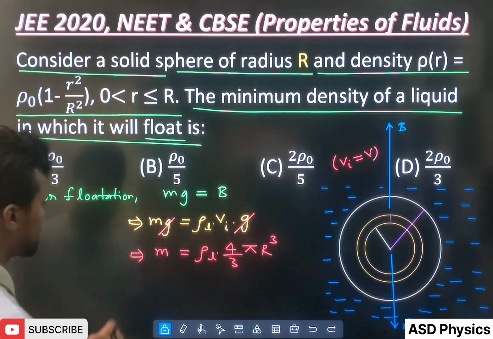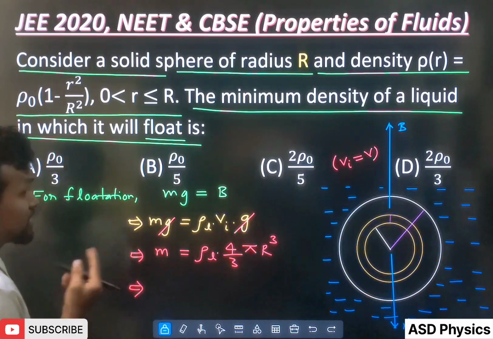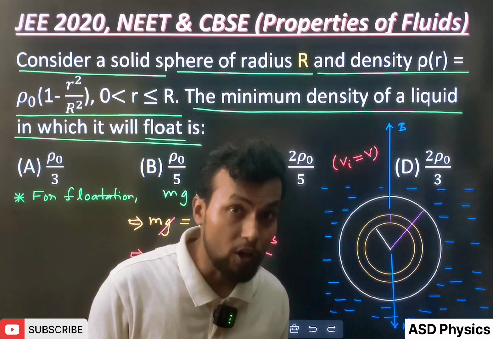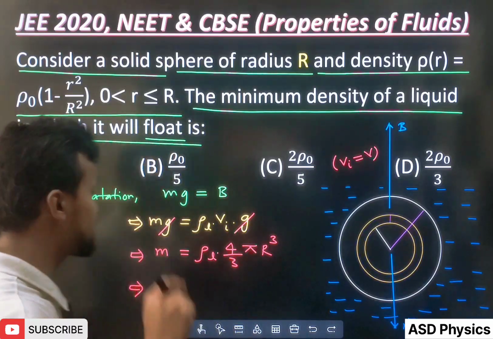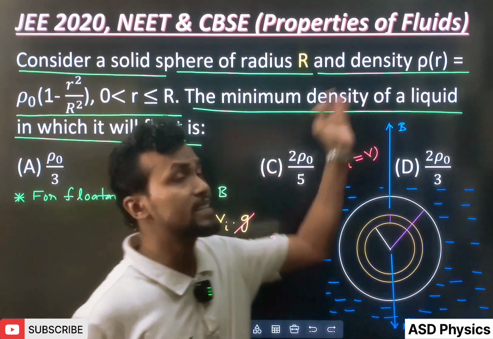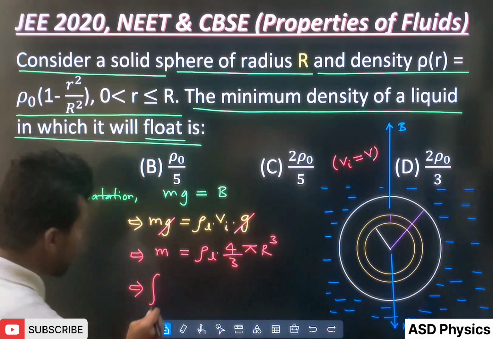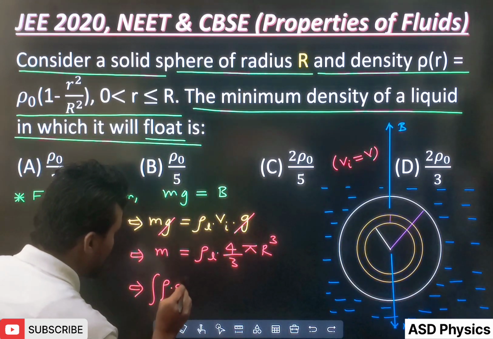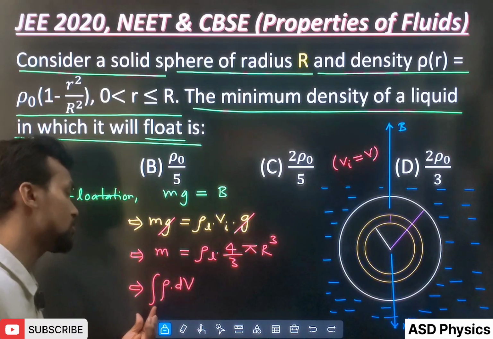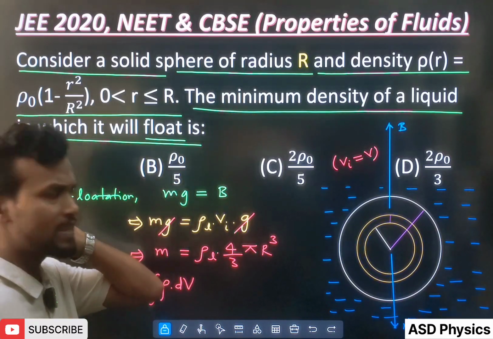Now we will see this mass. What is the mass formula? You know very well, density equals mass by volume, so mass means density times volume. But here this density is variable. So I will take the density times a very small volume, rho into dv, and then I will do the integration, because variables are involved.